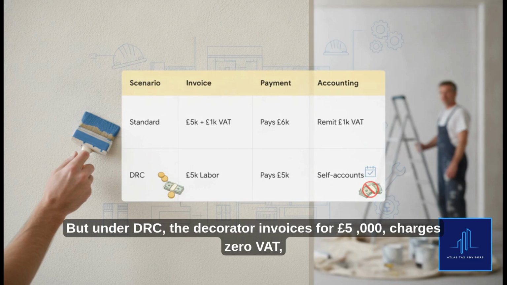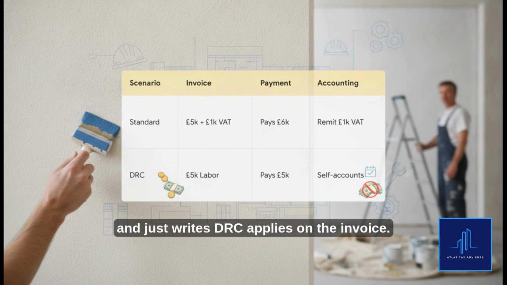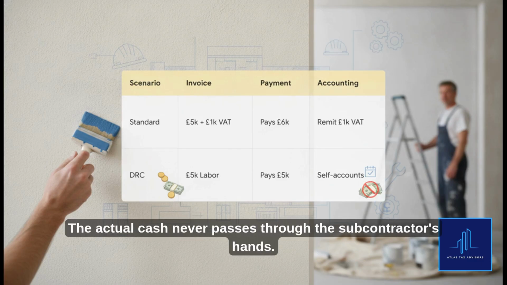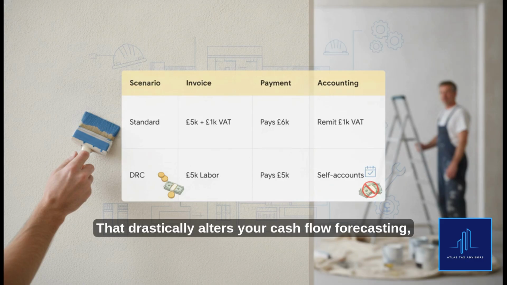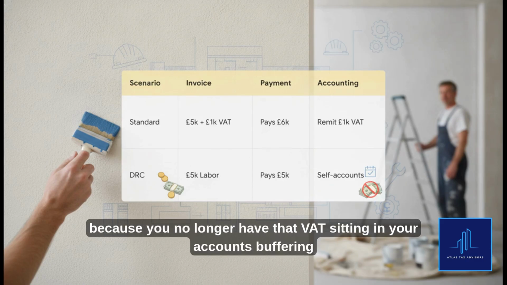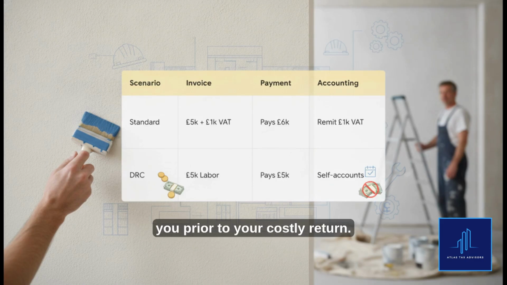But under DRC, the decorator invoices for £5,000, charges 0 VAT, and just writes DRC applies on the invoice. The main contractor then self-accounts for that £1,000 of VAT on their own return. The actual cash never passes through the subcontractor's hands. That drastically alters your cash flow forecasting because you no longer have that VAT sitting in your accounts buffering you prior to your quarterly return.